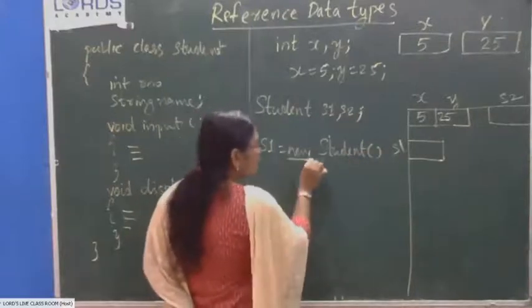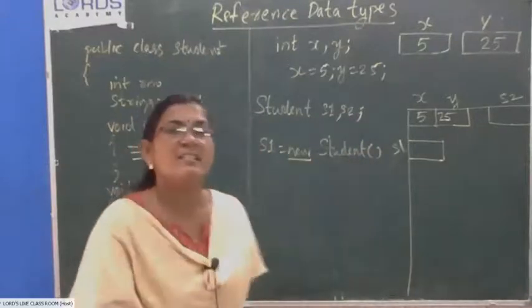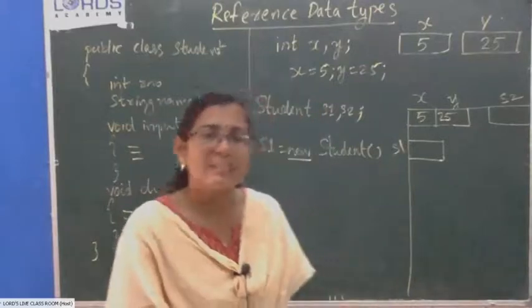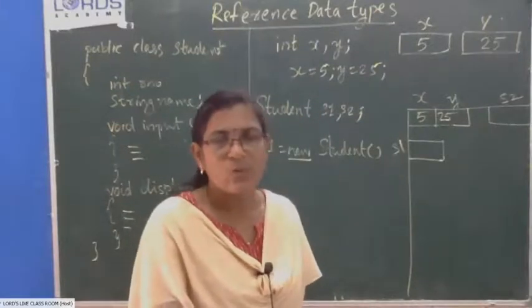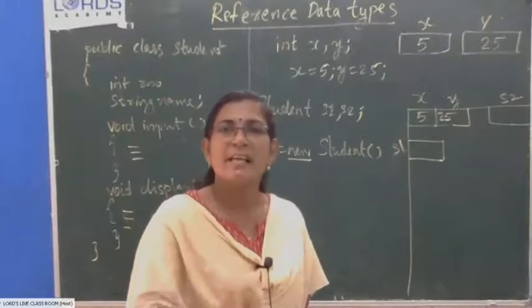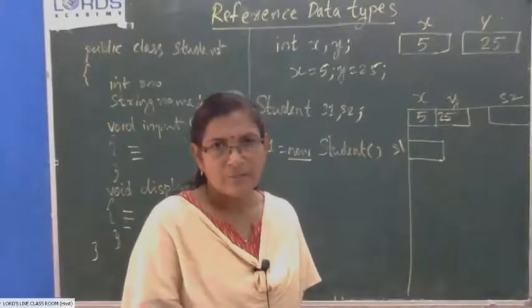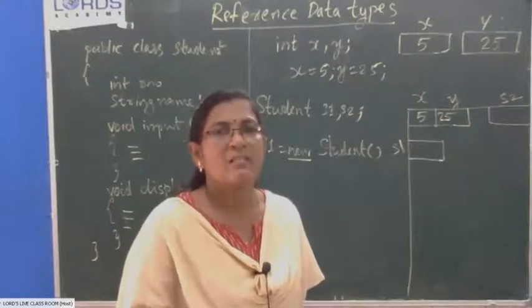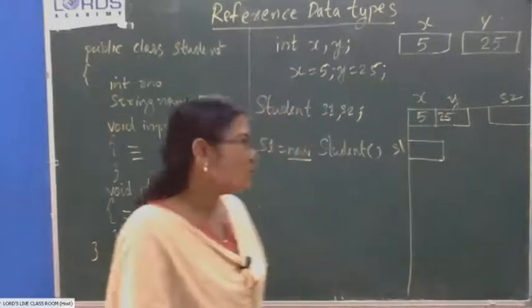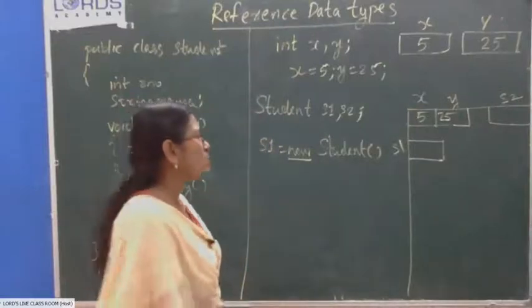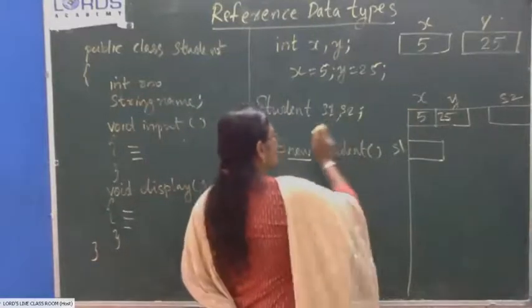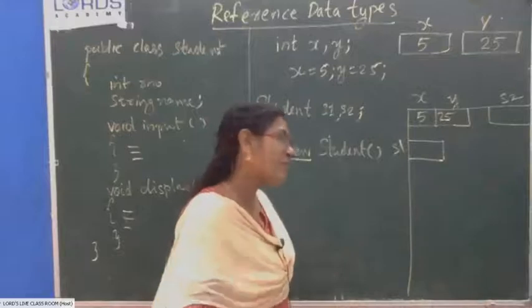The new command creates an object of a reference data type. Whether it is an array, an interface or a class, the new keyword creates an object of that particular type. Here, new and a class name are given.